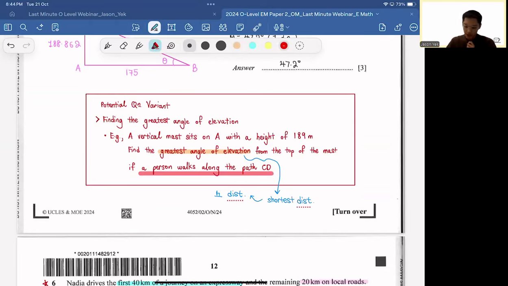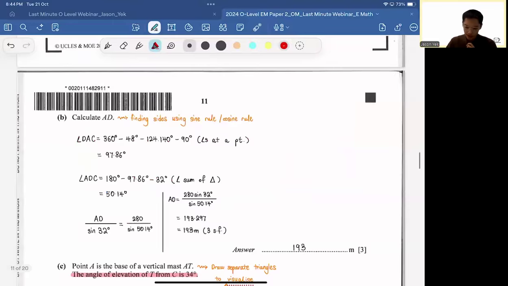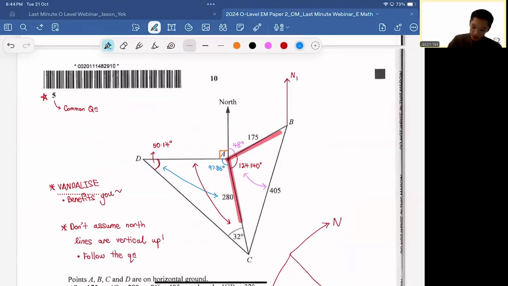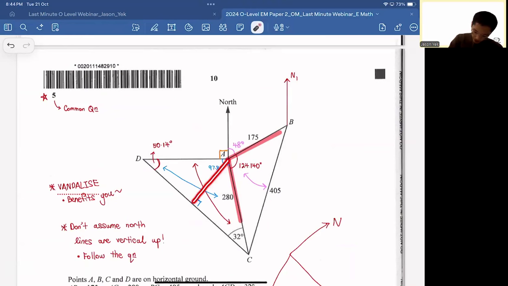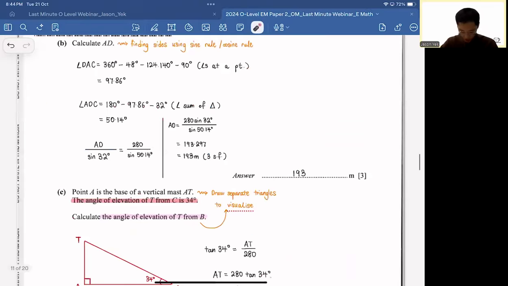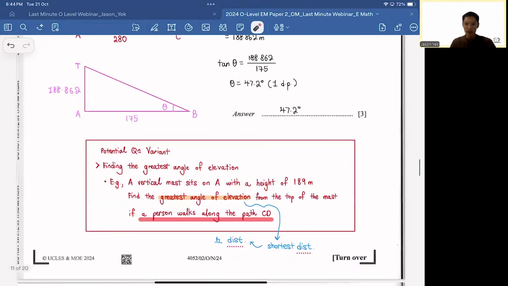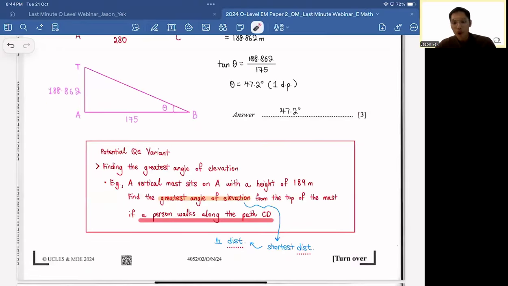Okay, so in this case, if you are being asked this, we are really noting this particular triangle over here, where it's perpendicular. So we need to find this distance first before we find this triangle. All right, I want you all to take note of this particular potential question variant.